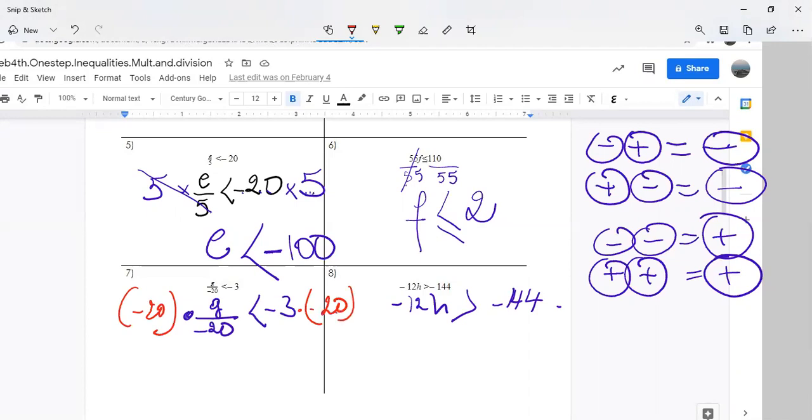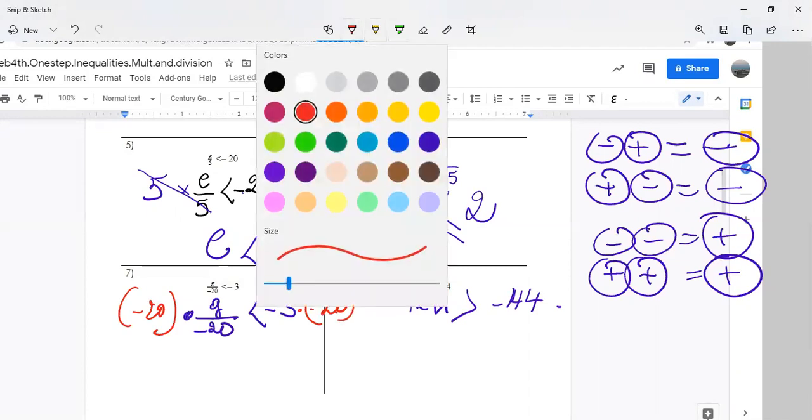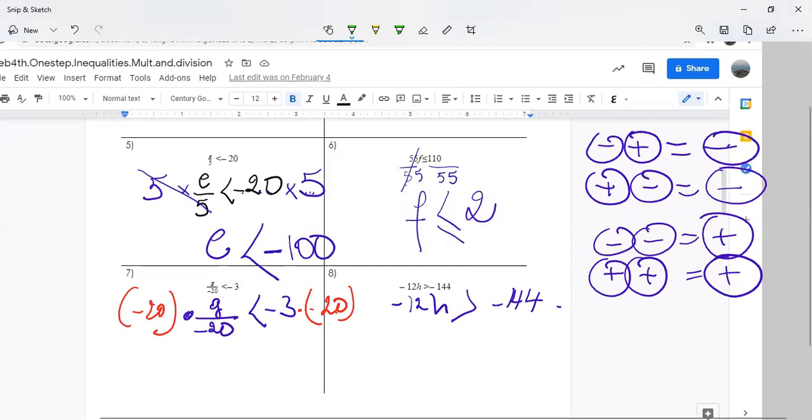So if you multiply or divide by a negative when you solve an inequality, the first thing you have to do is switch the inequality symbol. So in this case, I'm multiplying by a negative. If you multiply or divide by a negative when solving an inequality, you have to switch the inequality.